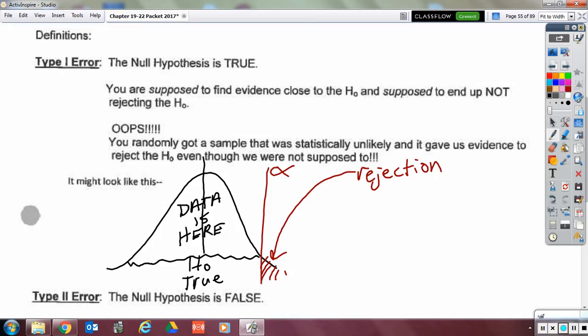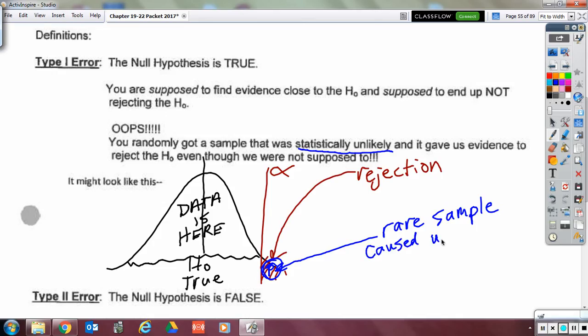But let's say, oops, you randomly got this unlikely sample, but I mean there's one out there. It's very unusual that you got it, but you got it. So you got this sample that was statistically unlikely. And because that sample is there, this is a rare sample, statistically unlikely, we had evidence to do what? Good. So that rare sample caused us to reject the null hypothesis, and we should not have. Okay, that is called a type 1 error. If the null is really true and we get a sample that causes us to reject the null, that's a type 1 error.